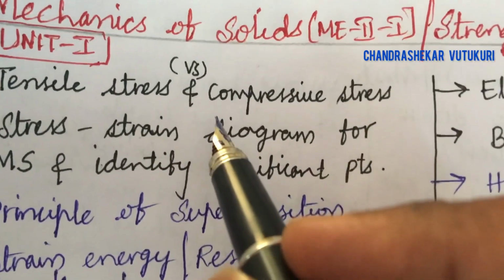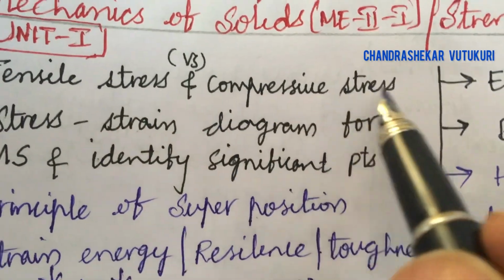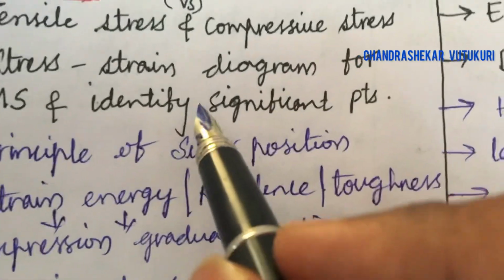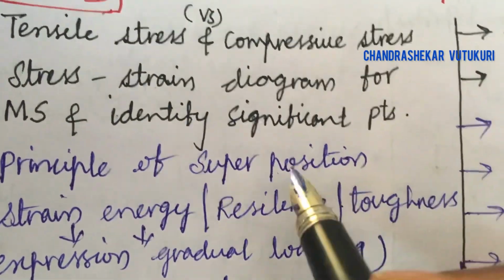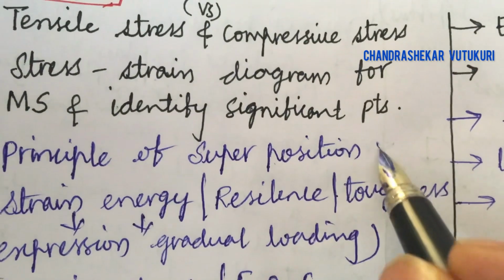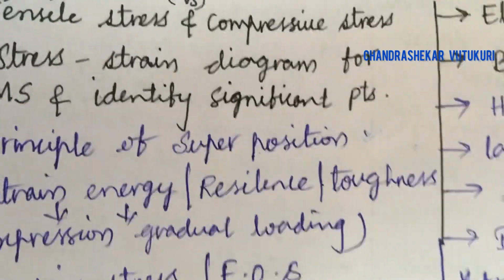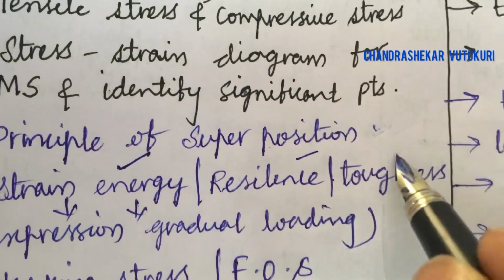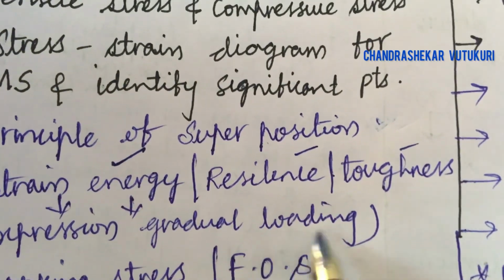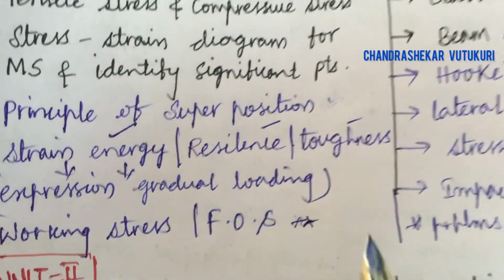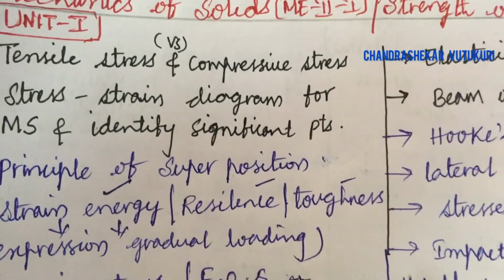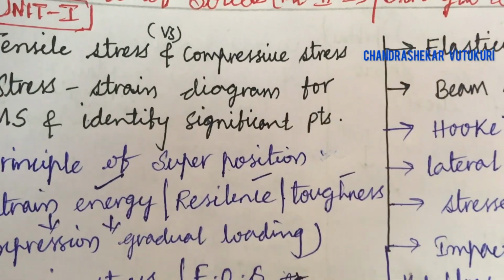These are only the short questions, like tensile stress versus compressive stress, the difference, the stress strain diagram for mild steel and identify significant points. Principle of superposition may be the topmost question, dear students. Strain energy, resilience and toughness, and the expression for gradual loading under strain energy, the working stress and the factor of safety.